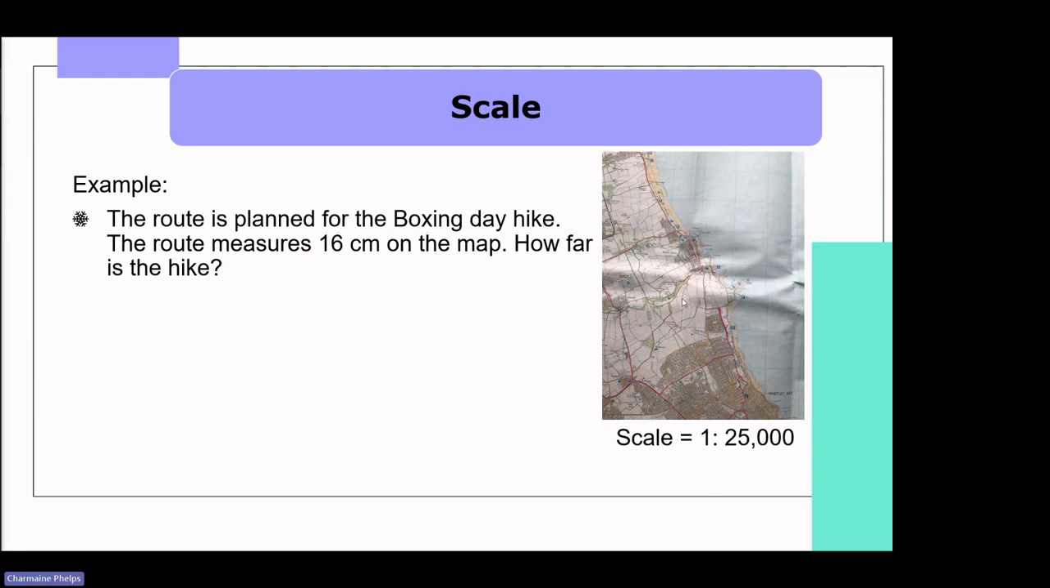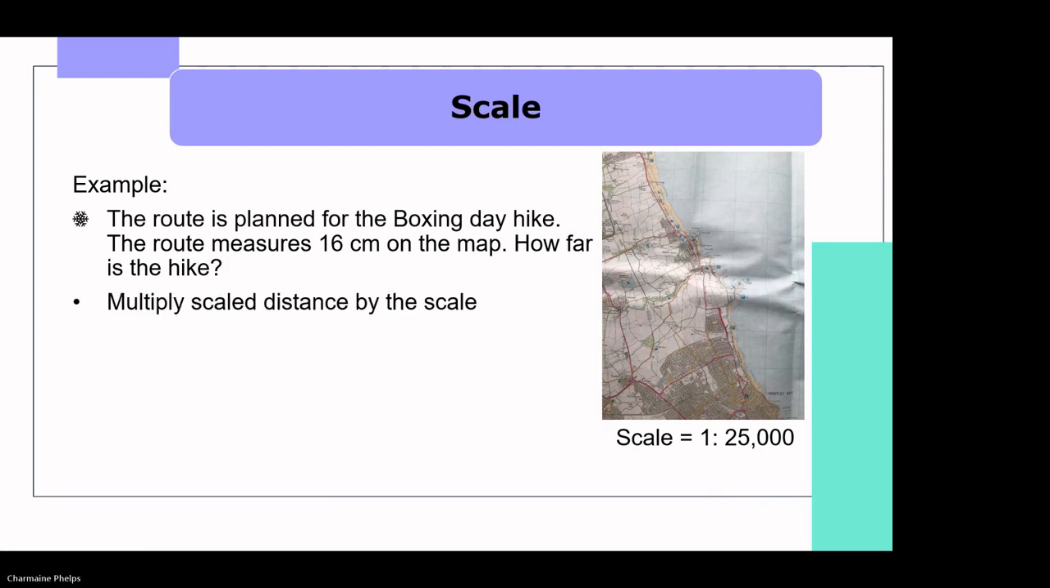So if I measure an inch, then 1 inch is 25,000 inches in real life. If I measure 1 centimetre, then 1 centimetre is 25,000 centimetres in real life. So for the purposes of this example, I've got 16 centimetres. So I need to multiply the scaled distance by the scale. So 16 times 25,000 means I've got 400,000 centimetres in real life.